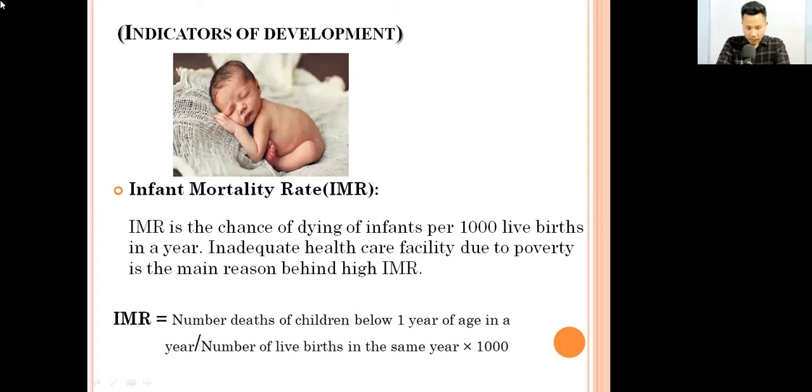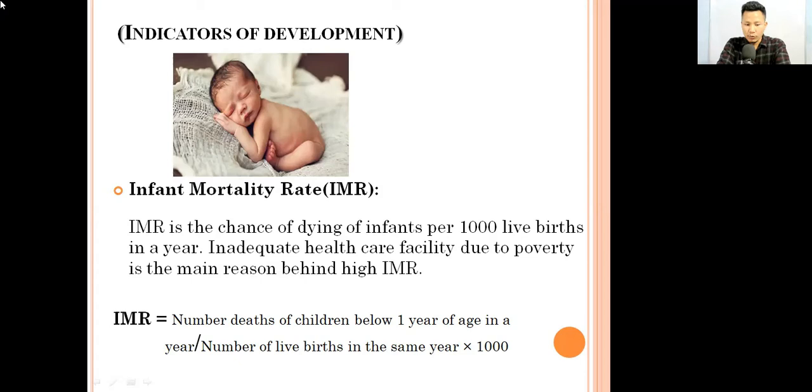So when we talk about this IMR, IMR is equal to the number of deaths of children below 1 year of age in a year, divided by the number of live births in the same year, and that is multiplied by 1,000. So this is the formula to find the IMR, the rate of infant mortality in a given specific area.